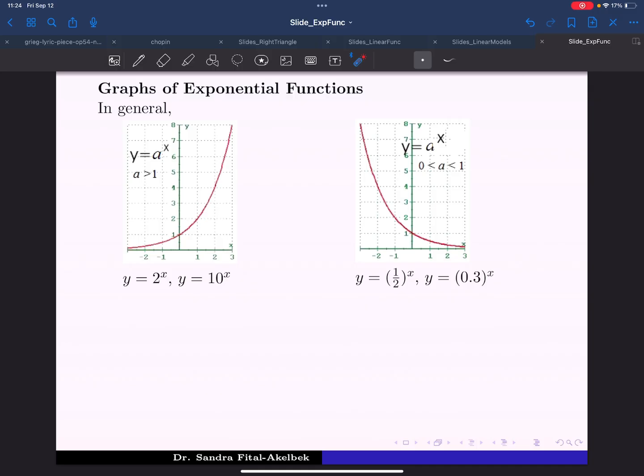In general, if you have a function where the base is greater than 1, so anything like 2 to the x, 10 to the x, the exponential graph would always go like this. It's always going to pass through 0, 1, because 2 to the 0 is always 1, 10 to the 0 is always 1. And when the base is less than 1, a fraction less than 1, the graph is going to go this way. It also goes through 0, 1 because 1/2 to 0 is 1, 0.3 to the power 0 is also 1.